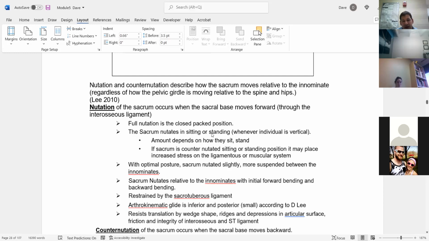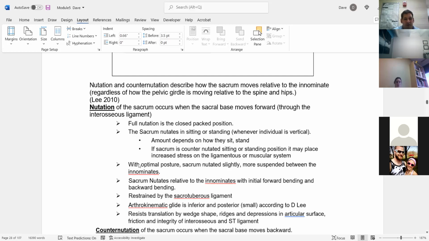And the idea is that a good position is described such that the sacrum should remain nutated when we're sitting and standing and loading the position. But again, that depends on the way you're sitting. People with a dysfunction where they may be sitting in a closed pack or counter-nutated on one side get increased stresses on the dorsal ligaments, interosseous ligaments, and the other stabilizing functions of that area.